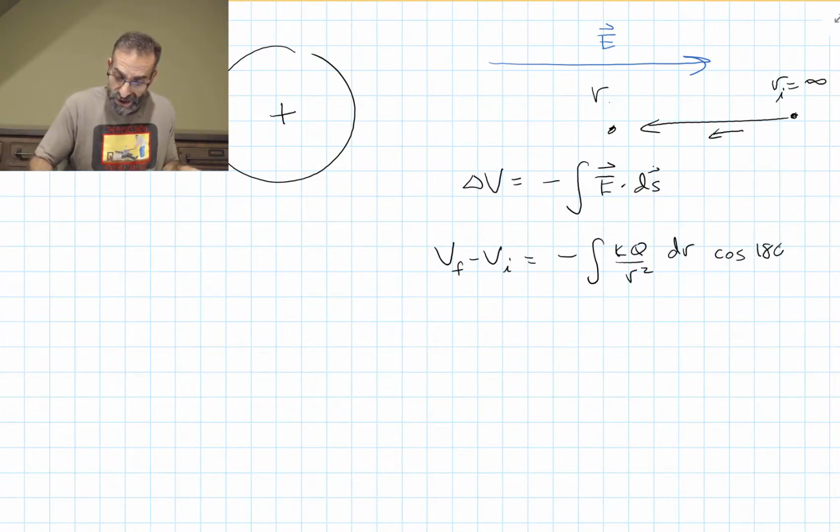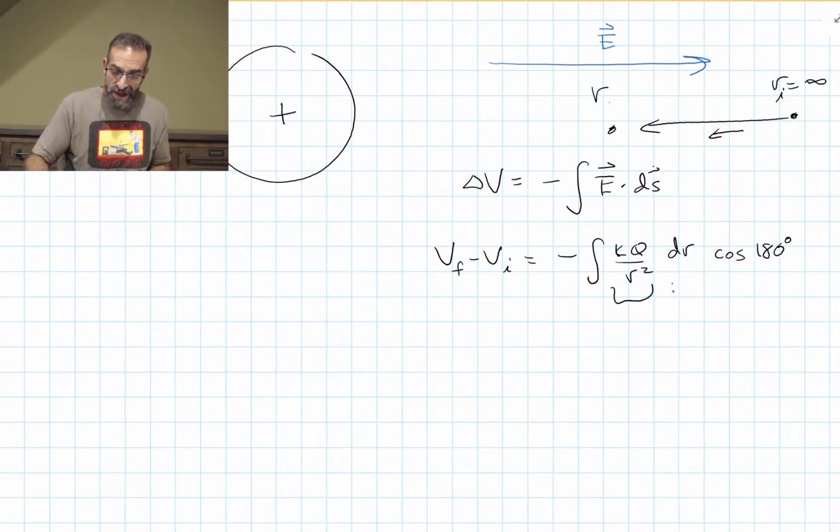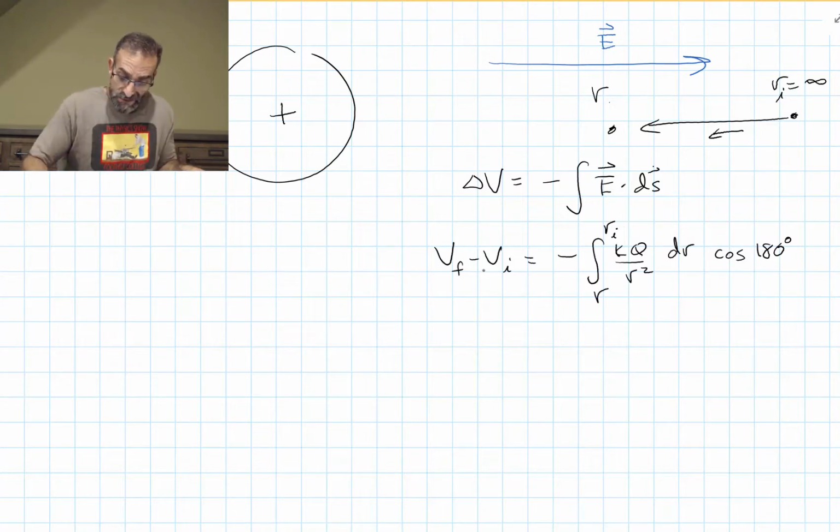So we have a cosine of 180 degrees here. Our direction we're going is one way, our electric field is the other way. We have a cosine of 180. So we have the magnitude of E, the magnitude of ds, and the cosine of the angle between them. We are integrating from r, our final position, to our initial position, r initial. Because r is smaller than r initial, you always integrate from a small number to a large number. And we know that v initial is 0.